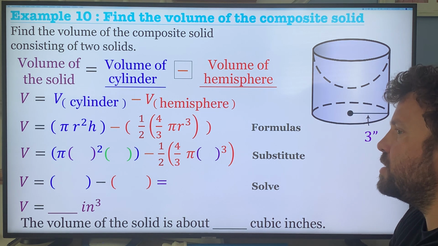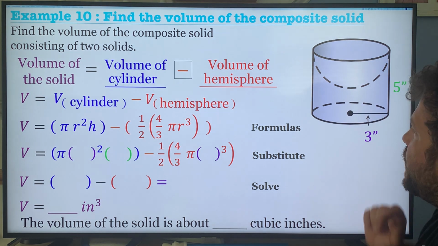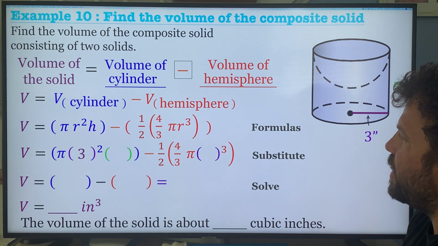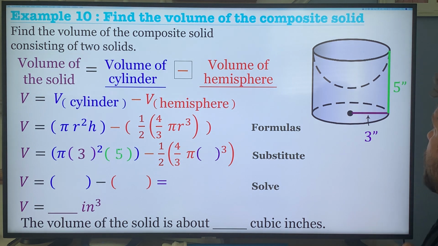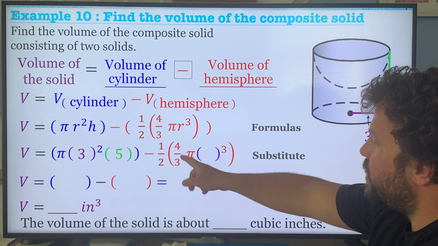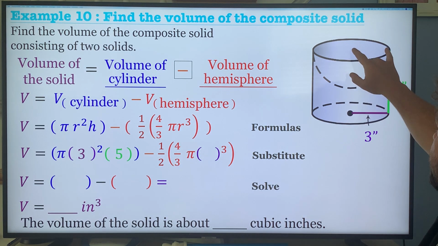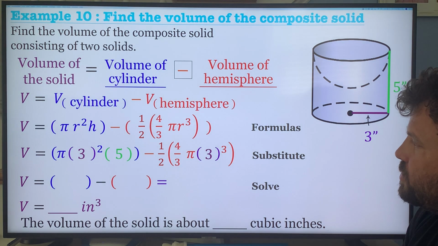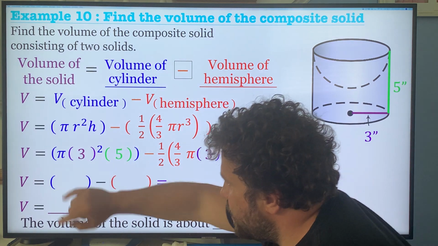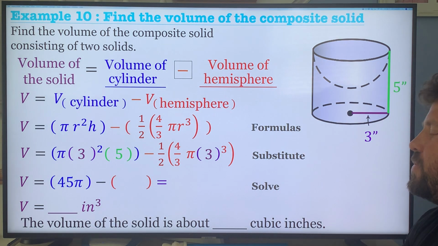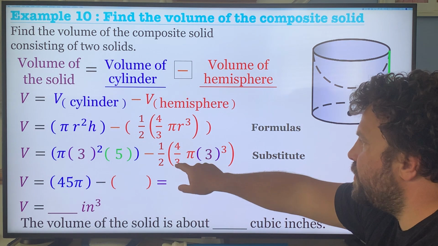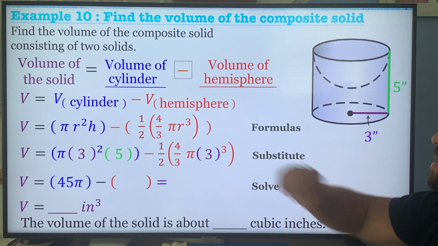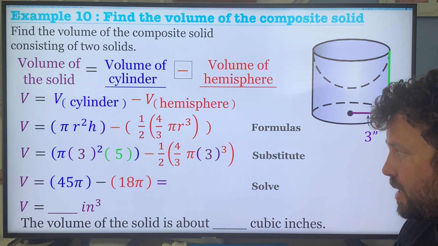Now, first thing you do here is you have your radius. Radius is 3, so we have pi 3 squared times the height, which is 5, minus 1/2 of 4/3 pi, same radius for the hemisphere, which is 3 cubed. Type this into a calculator. Pi times 9 times 5 is 45 pi. 1/2 of 4/3 is 2/3 pi, times 27 is 18 pi.